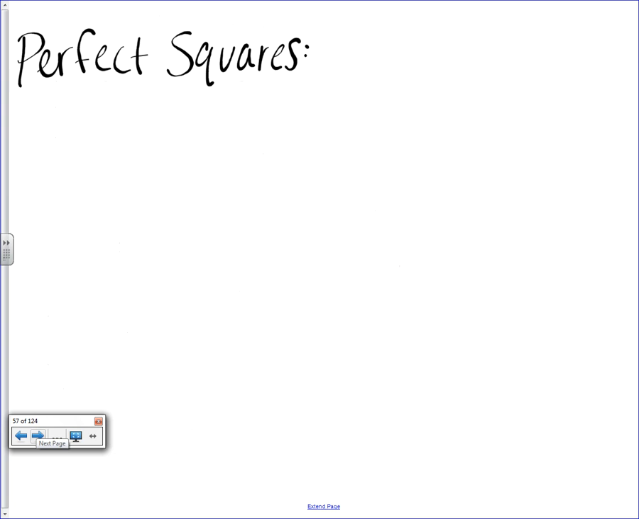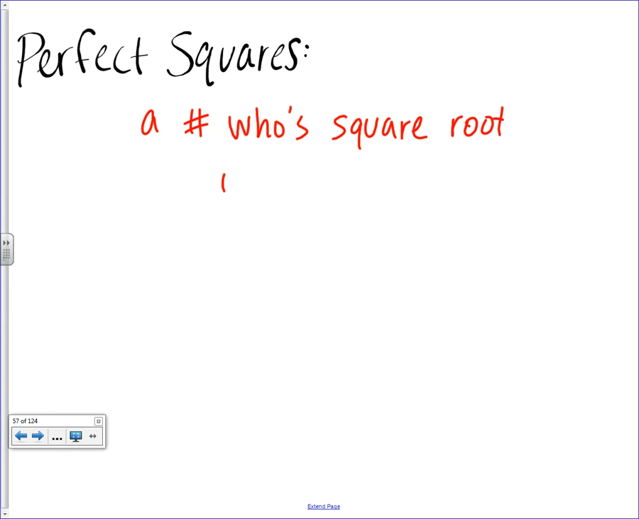Let's talk about what perfect squares are. Does anybody know what a perfect square is? Correct. So what happens when you take the square root of it? A whole number. It's a whole number. Okay, so a number whose square root is whole. That's a perfect square. A number whose square root is whole.